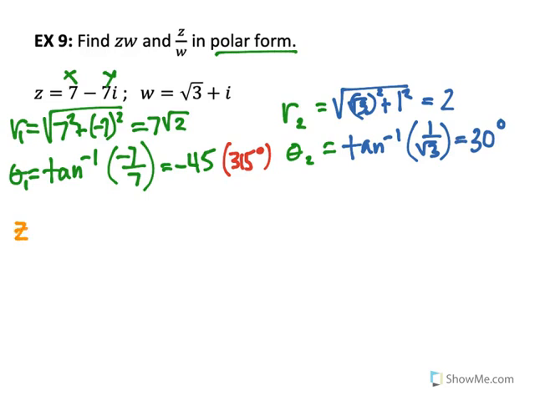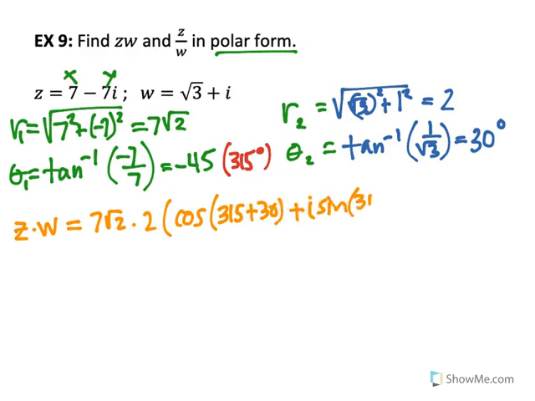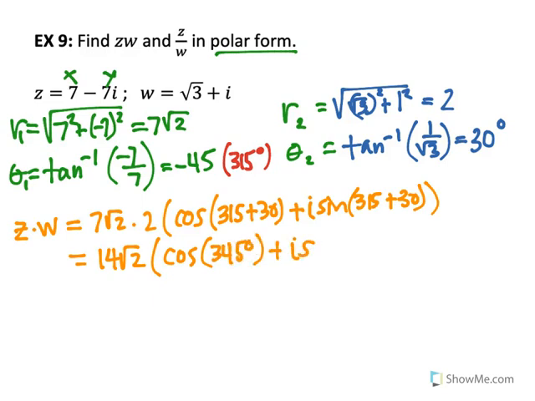So now I can finally find z times w. I take my r1, so 7 root 2, times my r2, which is 2, and then I take cosine, I take my angles and add them, so I get 315 plus 30, plus i sine of 315 plus 30, and then I'll just simplify this. 7 times 2 is 14 root 2, cosine of 345 plus i sine of 345.